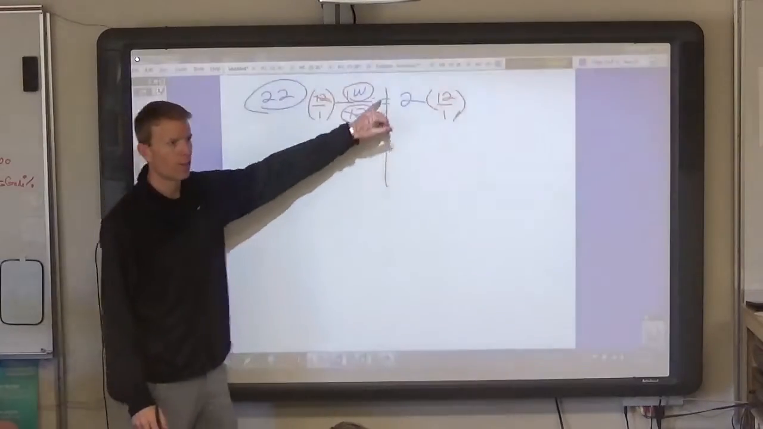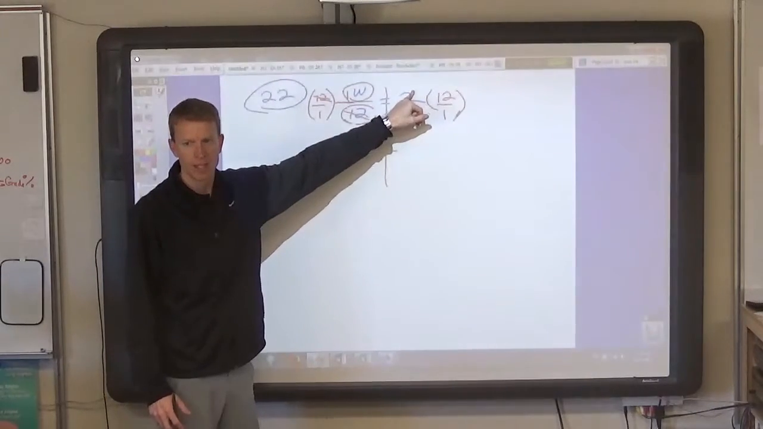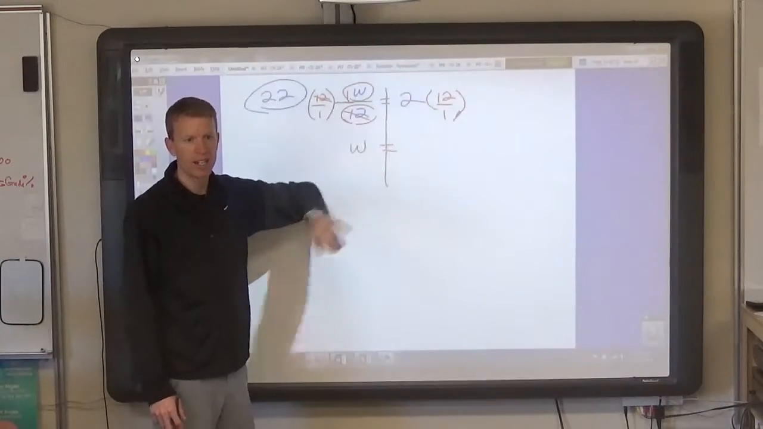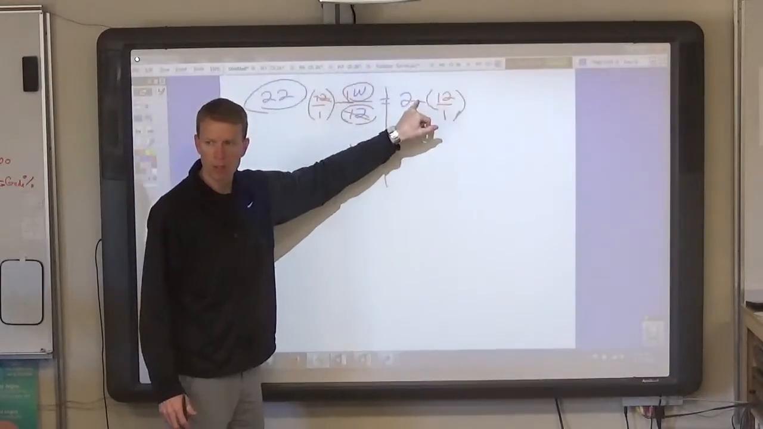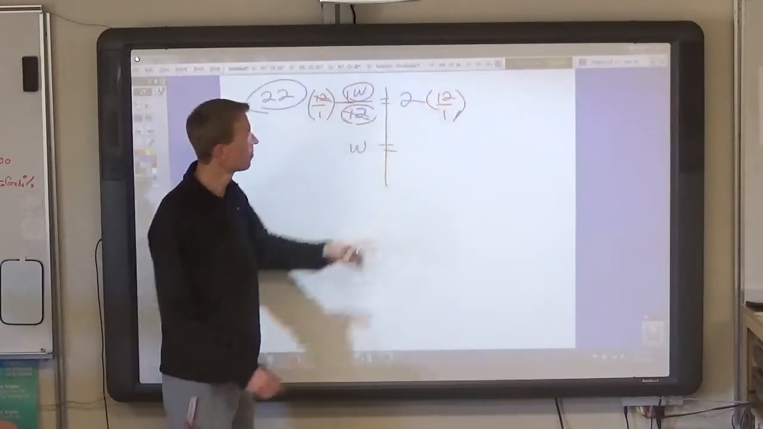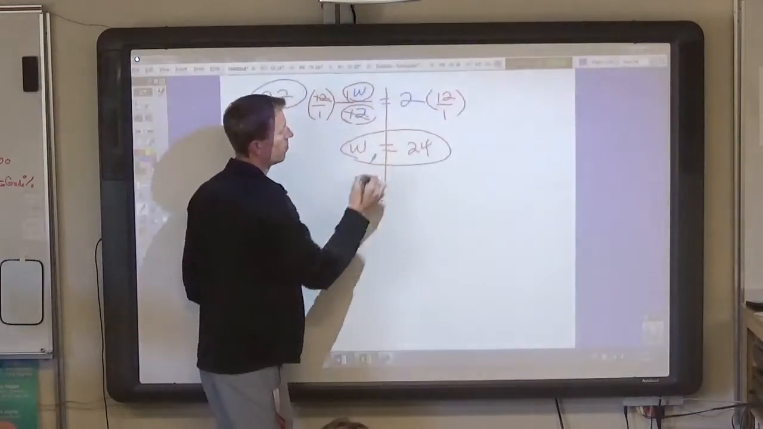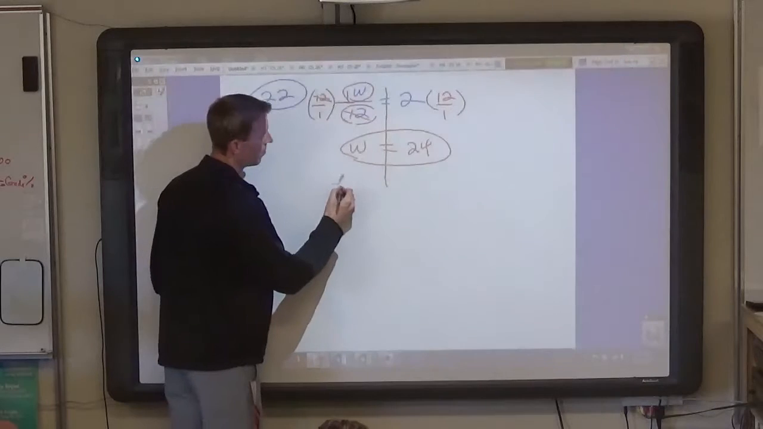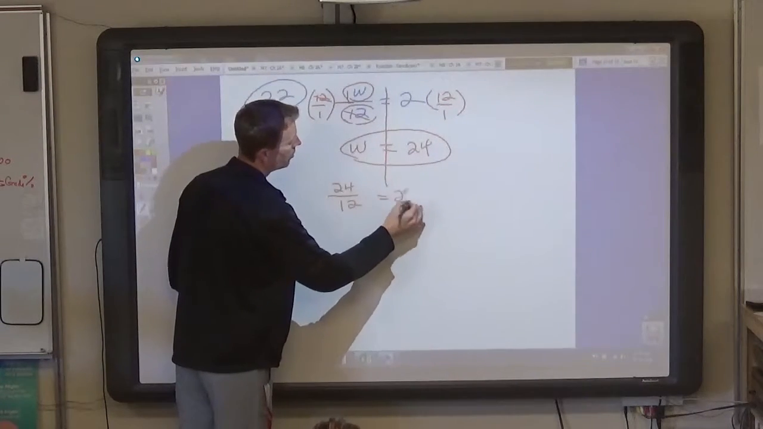Then go over here on this side and multiply by 12 over 1. Now 12 over 1 and 12 are the same thing. You can write any whole number over 1. So we find the answer just by multiplying 2 times 12. 2 times 12 is 24. And then check it. 24 divided by 12 equals 2.